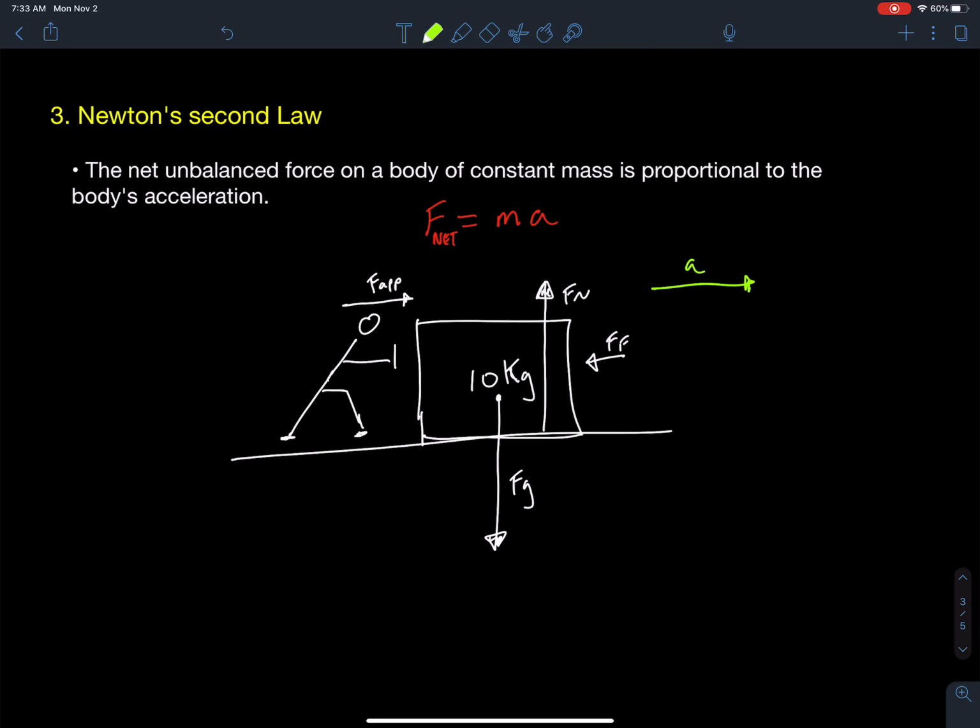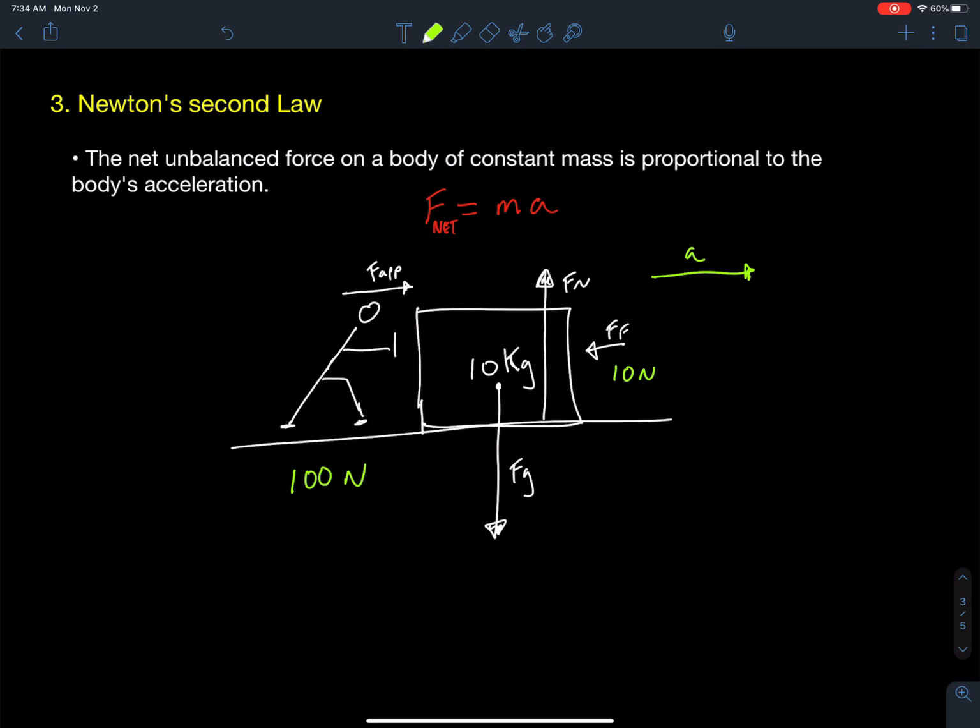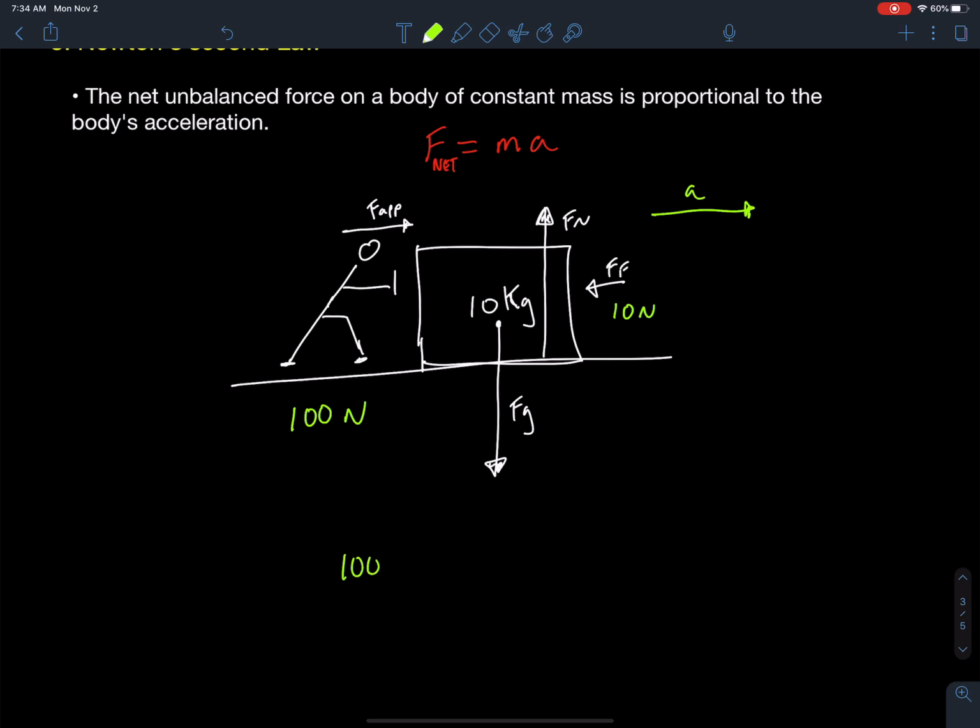Let's imagine that this person is applying 100 newtons of force. And just to simplify, I know you can calculate force of friction based on what I taught you before, but let's just say this is a 10 newton force of friction. So how would I calculate the acceleration of that object? Well, I have to first find the unbalanced force, the net force. The net force would be 100 newtons minus 10 newtons, that's my net force, is equal to 10 kilograms times a.